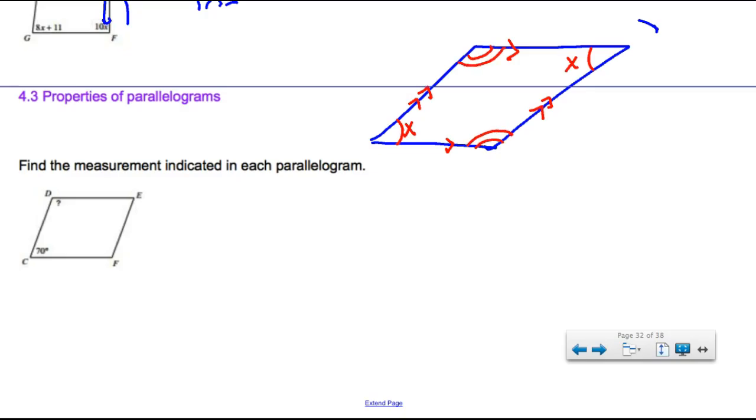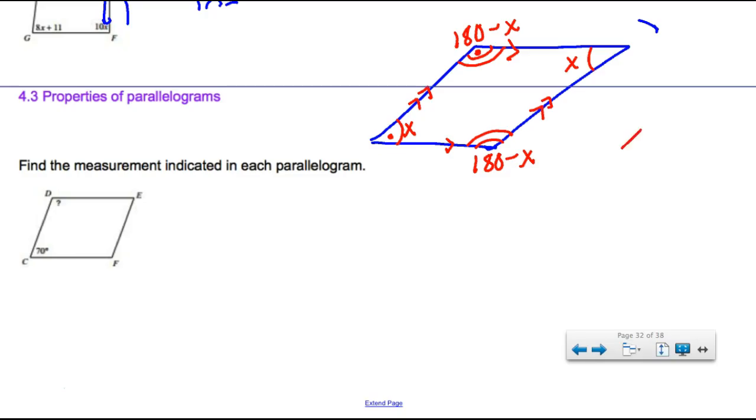Next up, although I know that these ones with double arcs are congruent, I actually know what they are because another thing says that consecutive angles, these ones next to each other, are supplementary, or they add up to 180. So if those two add up to 180, then this one's actually 180 minus x, and 180 minus x. So opposite angles are congruent and neighboring angles add up to 180.